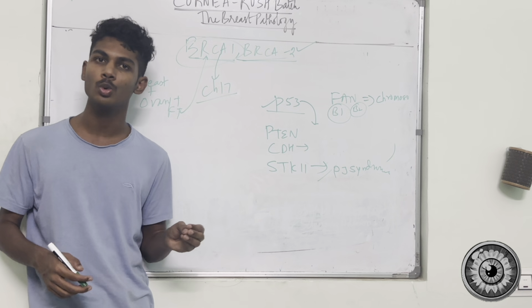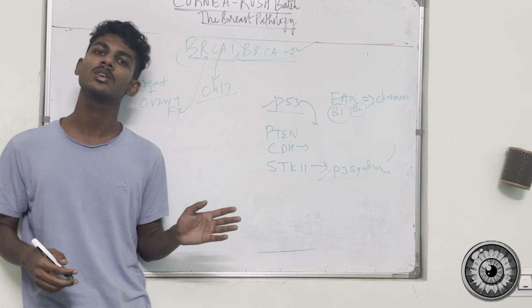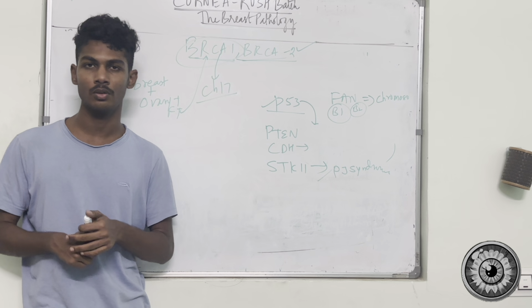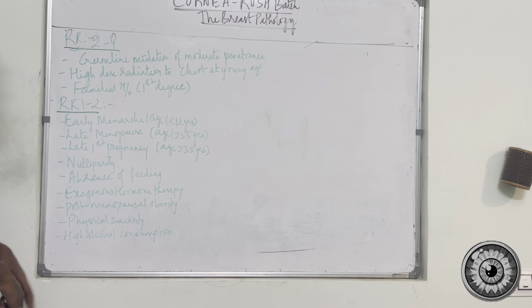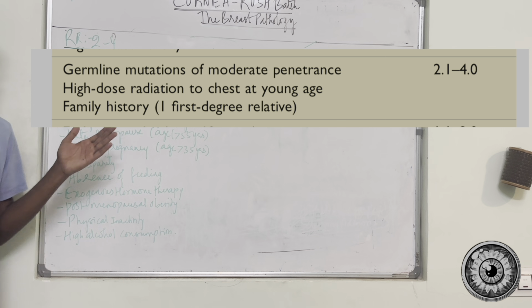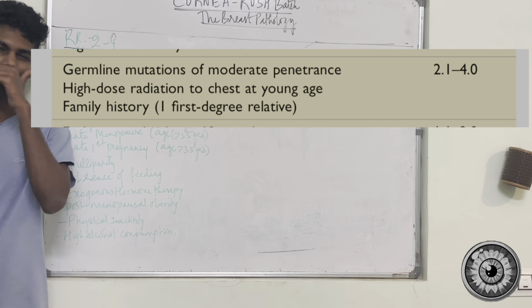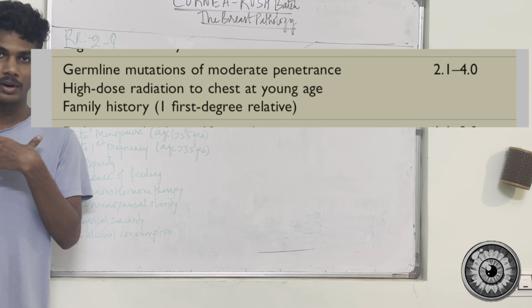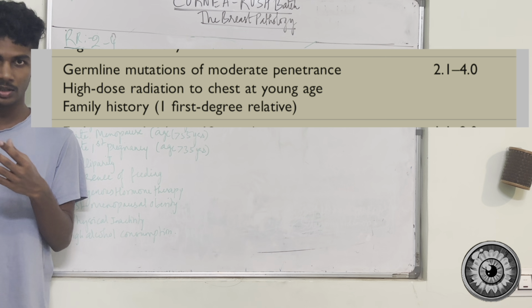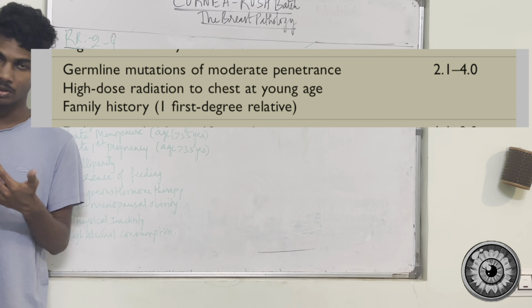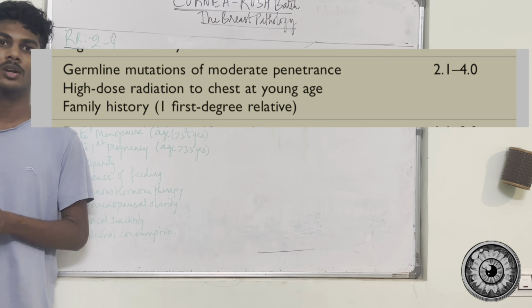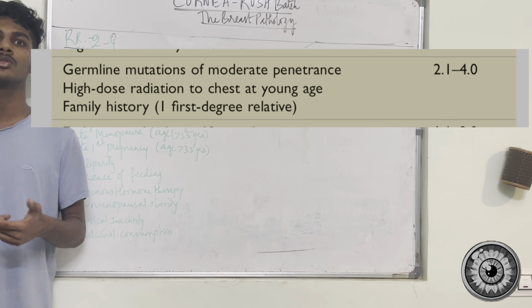Next, let us move on to the next relative risk factors, that is 2 to 4. Can you see the photo? Relative risk of 2 to 4: germline mutation of moderate penetrance, and also high dose radiation to the chest. What do you mean by high dose radiation to the chest? If chemotherapy or radiation is given for lymphoma or thymoma, is it possible to shield the chest? Not possible, right? The chest will be exposed to the radiation, so that might lead to cancer.